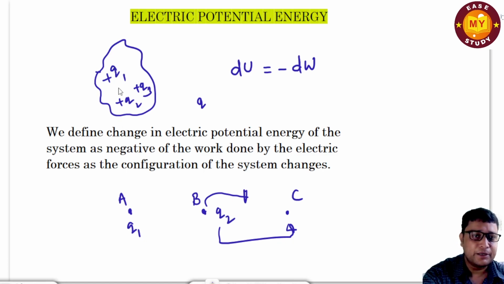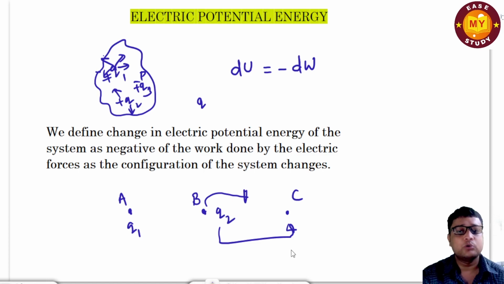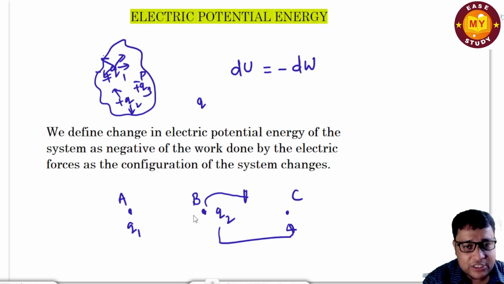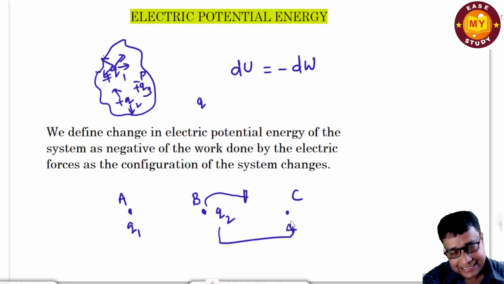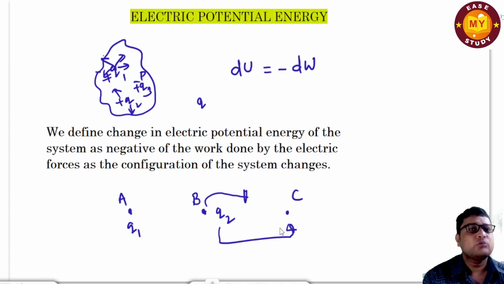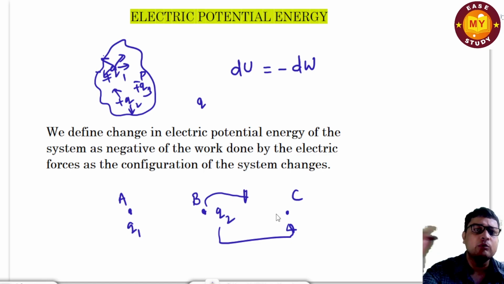I'll say this is my Q1. Because there are field lines here, and based on those field lines, there is a force of attraction or repulsion based on the nature of the charges. You have to do some work. And here, if you move the charge, for example, in this case from Q2 to C, you have to find the work done. The negative of that work done will be equal to the electric potential energy.